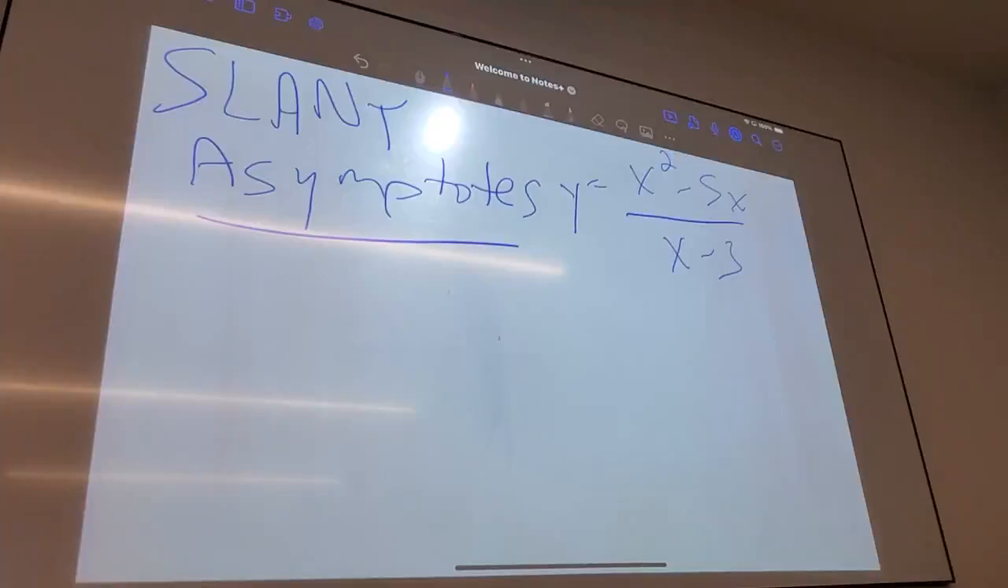Take a minute and synthetically divide this. Don't forget, is the top missing a term? Yes, it is. It's missing the constant term, so put a 0 in the right place. I'll wait. Go ahead and synthetically divide that. Let me remind you, from the picture, it looked like y equals x minus 2 is what it becomes. Let's see if you see something interesting happen.